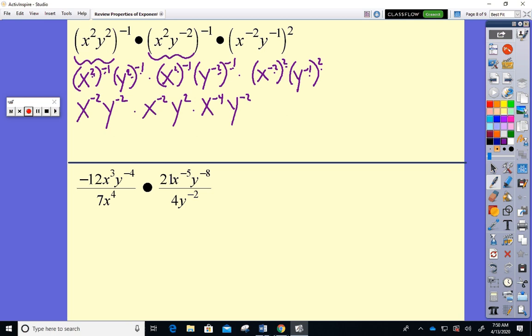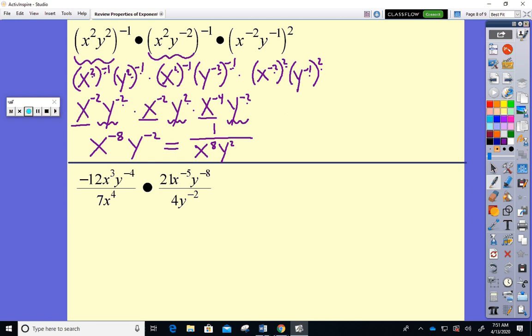So what I'm going to do is, instead of taking care of all of those, let me go ahead and say for my x's, if I add my exponents, negative 2 plus negative 2 plus negative 4 adds up to negative 8. And then for my y's, I'm going to have negative 2 plus positive 2 is 0. 0 plus a negative 2 is negative 2. So now let me only take care of my negative exponents once at the end. So I'm going to make the x to the 8th drop to the bottom, and the y to the 2nd also drop to the bottom. And now I'm done. Okay, so there are different ways to do the problem, but let's go with that for right now.